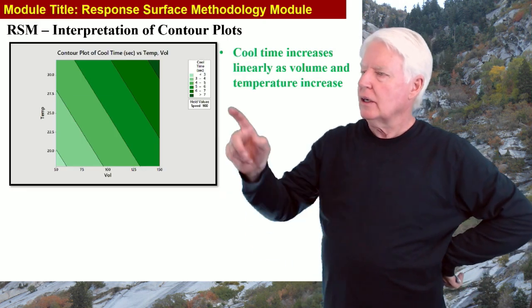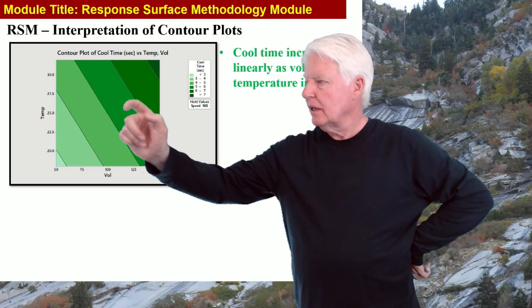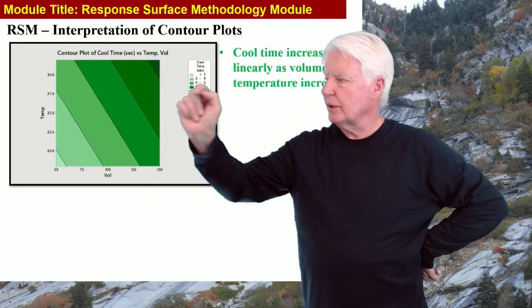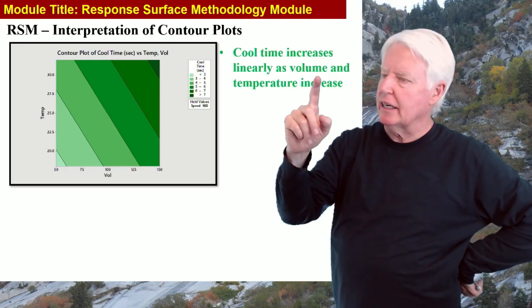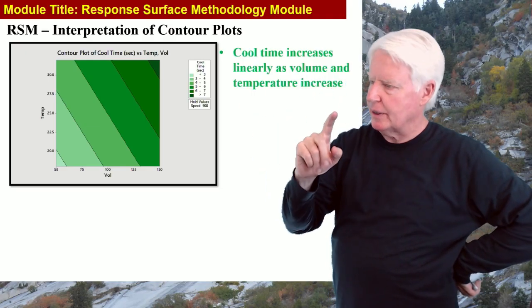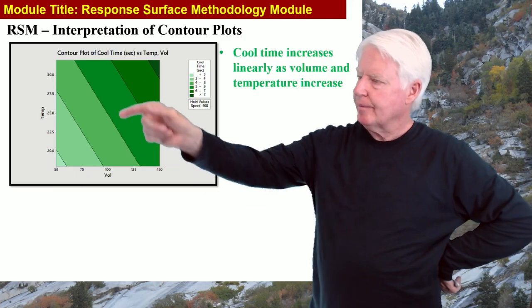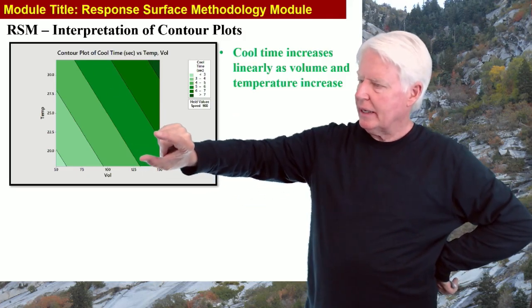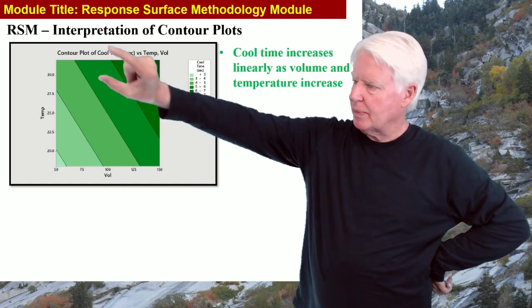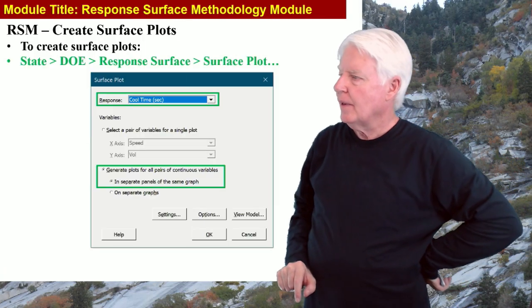Okay, here's one. Cool time, here's velocity, temperature, and contour plot, cool time in seconds. Okay, notice that cool time increases linearly as volume and temperature increases. How do I know it's linear? Because these are uniform. They don't change the space between on the green. It's just parallel across there. That's how I know it's linear.